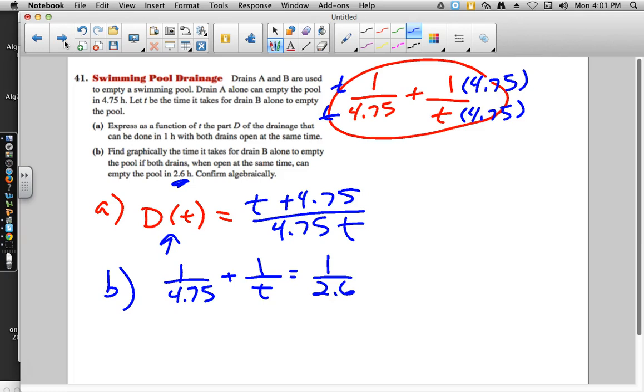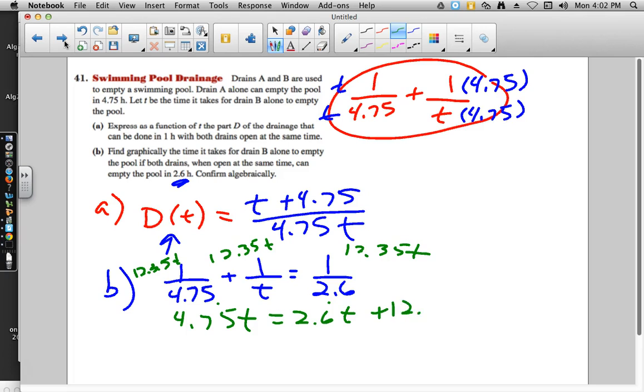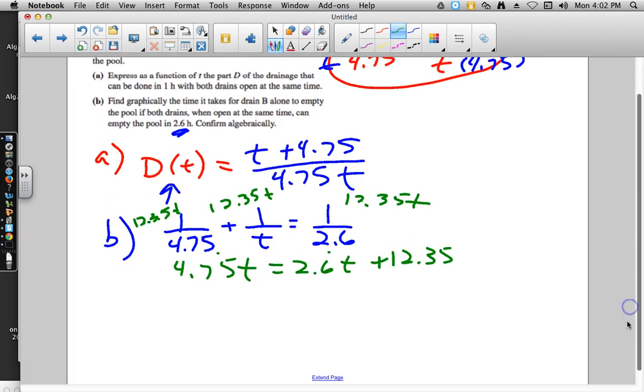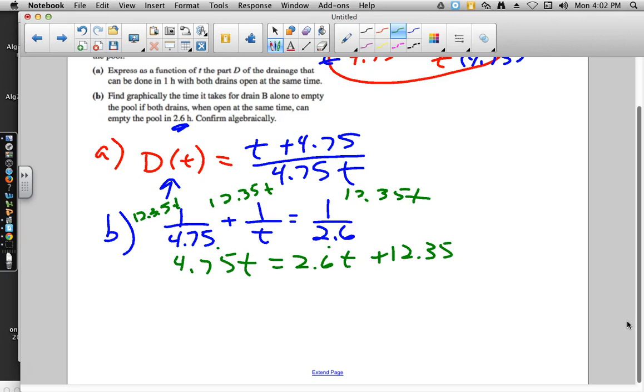And then we would go ahead and multiply by the LCD, and the LCD is 12.35 T, because we multiply these two numbers together. 12.35 T, and that gives us 4.75 T equals 2.6 T plus 12.35. And we get the T's over to one side. 4.75 T minus 2.6 T is 2.15 T equals 12.35.